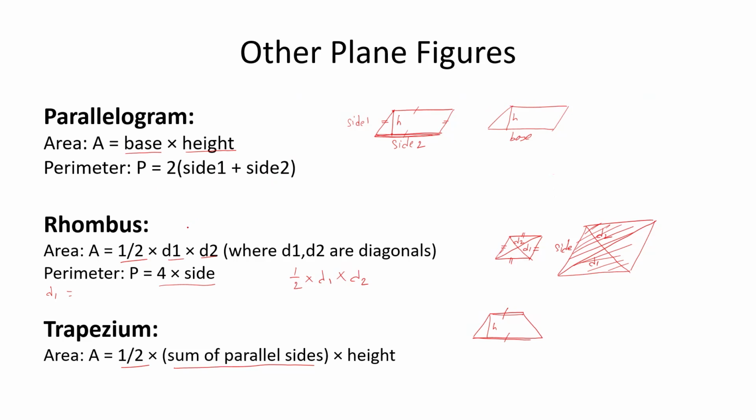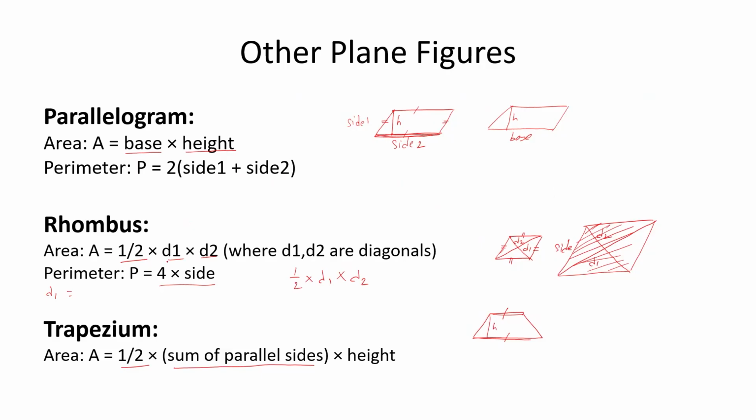Then the next shape is rhombus. What is the difference between a parallelogram and a rhombus? A rhombus is a parallelogram where all sides are equal and opposite sides are parallel to each other. So this side is parallel to that side, similar to a parallelogram, but the only difference is all sides are equal.